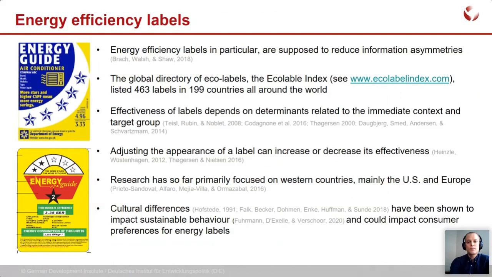Looking at the literature, an array of energy efficiency policies try to target appliance standards such as banning of climate agents in the cooling chain, or increasing minimal efficiency standards. By now, compulsory energy efficiency labels are widespread. They try to reduce the information asymmetries. By now, over 463 labels in 199 countries exist. And depending on the context and target group, they are more or less effective, but their effectiveness can be increased.